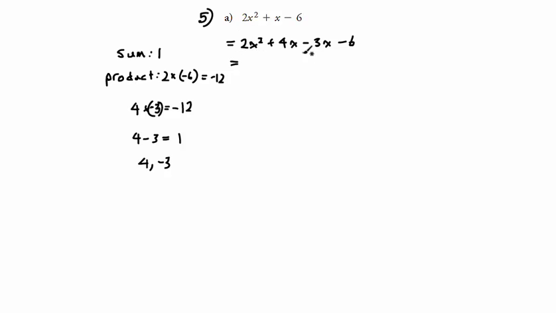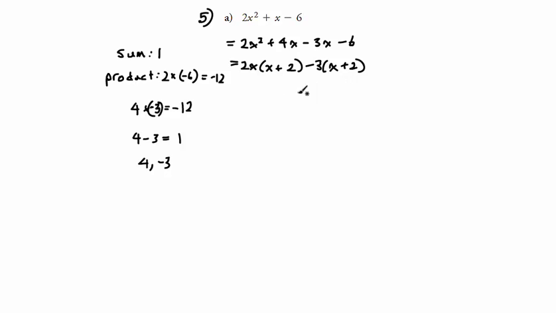Well, we can factor in groups now. So factor out 2x from here, and we're left with x from the first term and here plus 2. And from the second term, factor out minus 3, and we get x plus 2. And what do you notice? We have x plus 2 here and x plus 2 here.